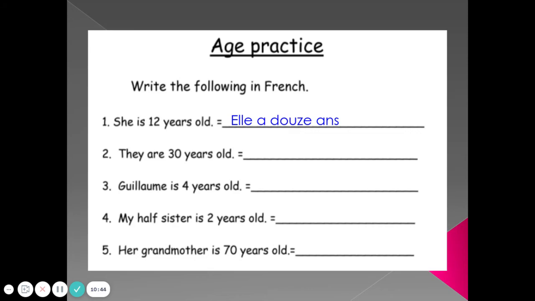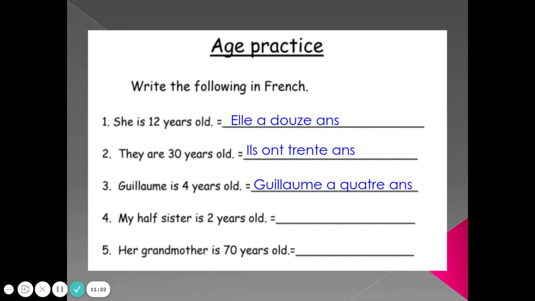They are 30 years old. How do I say they? Ils or elles. What's the avoir form that goes with they? And then the rest. So, ils ont 30 ans or elles ont 30 ans. I didn't say if it was boys or girls, so your choice. Guillaume is the French word for William. So it's like saying he. So what is the word? So you can just write the word Guillaume again. Or you could sometimes change it into he. But think of it in your mind as he. So what's the avoir form that goes with he? A. So Guillaume a 4 ans.